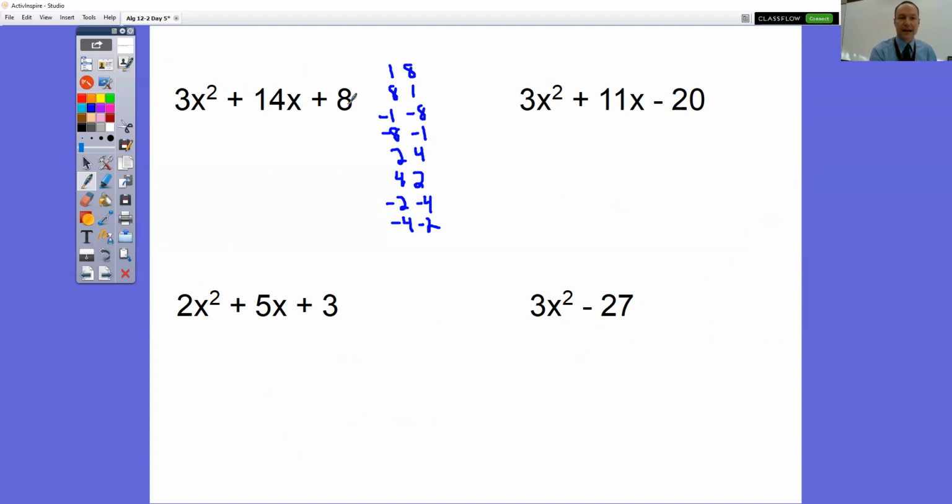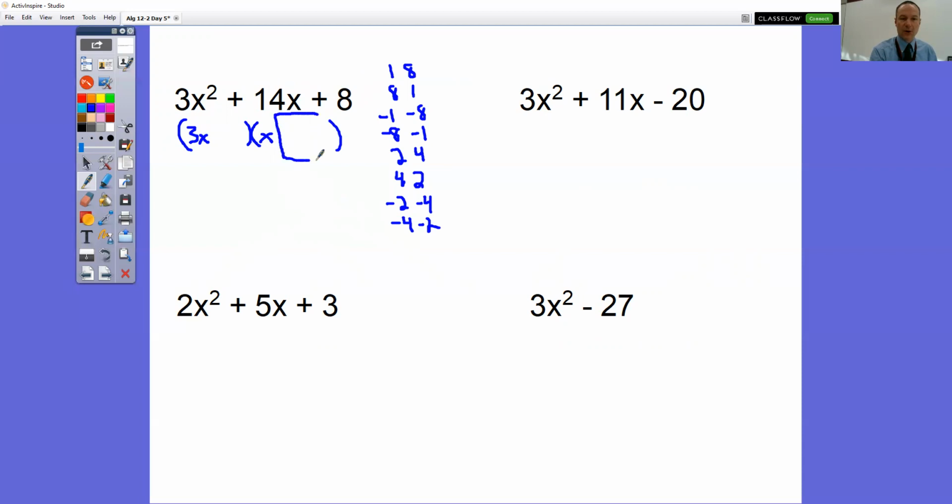All right, when I go to add together my outers and my inners, I don't even want to try all these double negatives. Yes, that will give me a positive 8, but I'm not going to try that. So I have a 3 out front and a 1 here. Now, what times what is 8 that adds up to negative 14?